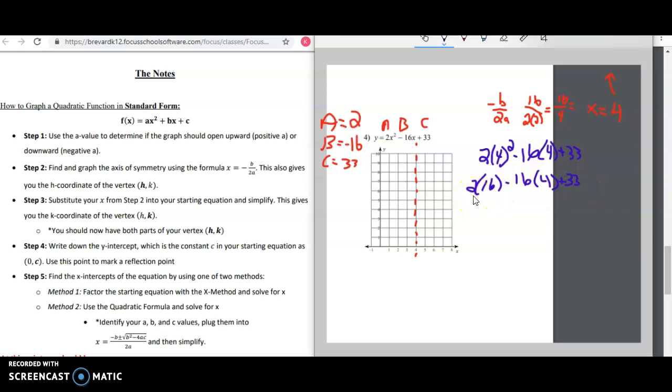After exponents, I look for multiplication or division. I have two sets of multiplication here. I have 2 times 16. So 2 times 16 gives me 32. I also have this multiplication. Be careful of this sign. That is a negative 16 times 4, which gives me a negative 64.